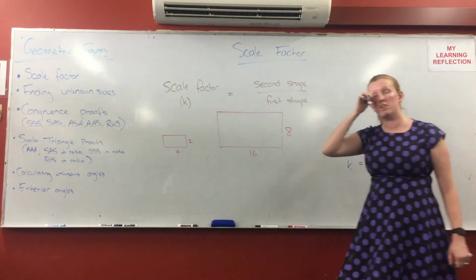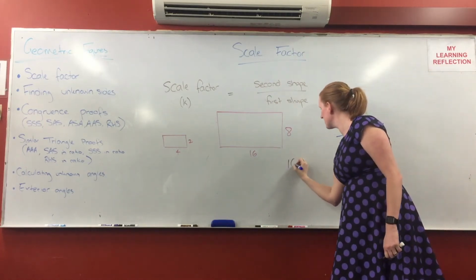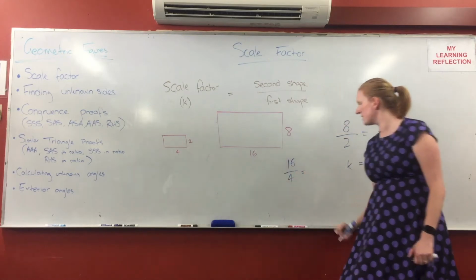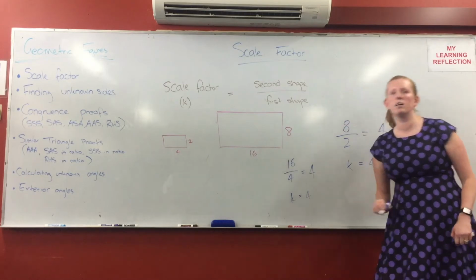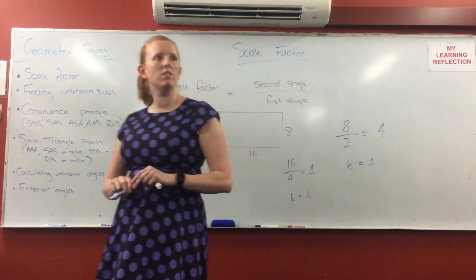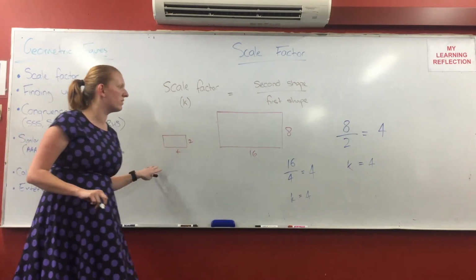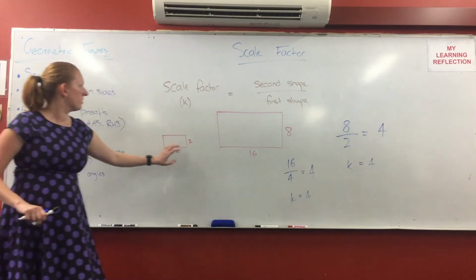Okay, so what's my other side? Let's do it with the other missing side that I haven't done so far. Great, so 16 over 4. How many 4's go into 16? 4. So it has a scale factor of 4. Awesome. Your second shape always goes over your first shape, even if your second shape is smaller than the first. It doesn't matter. Second always goes on top, first on the bottom.